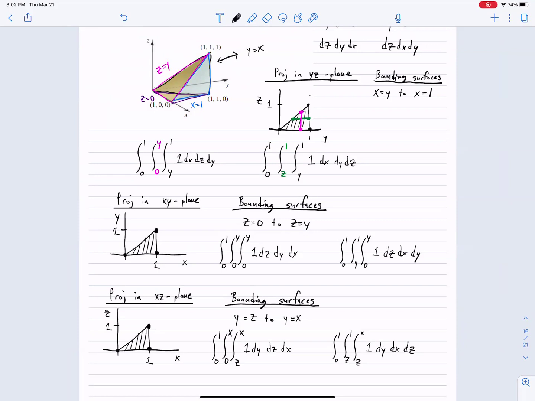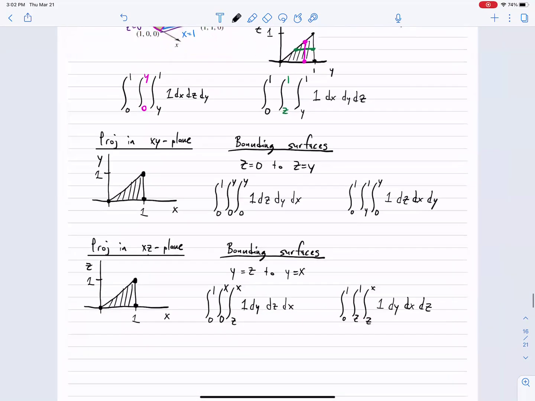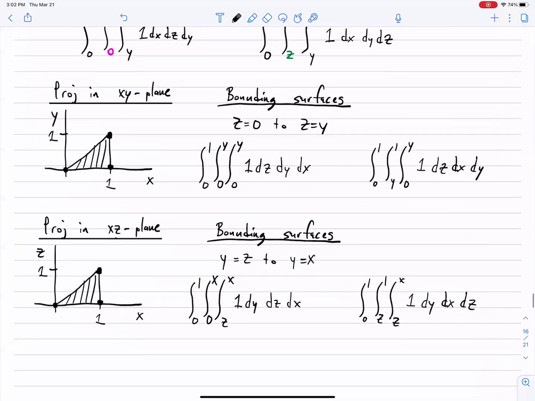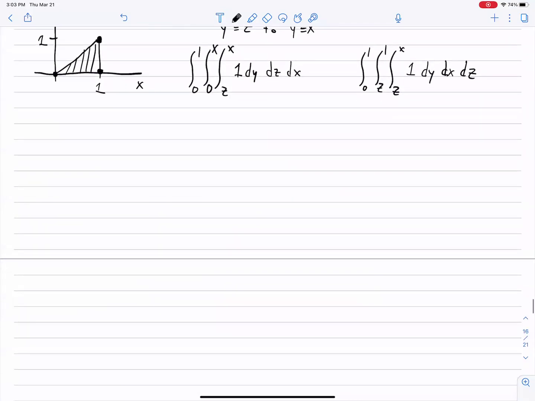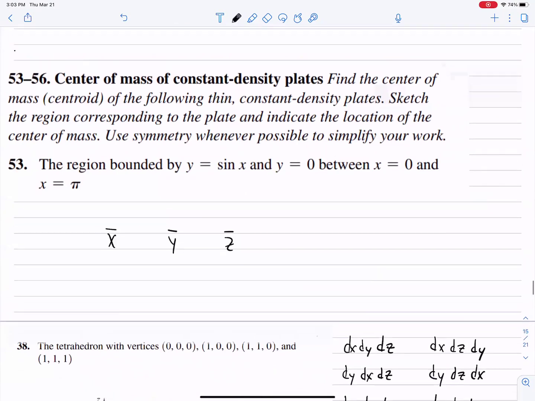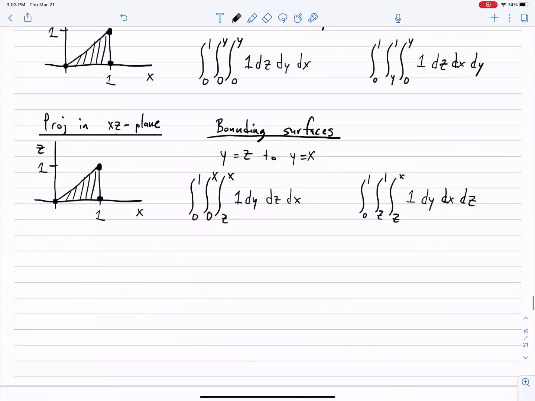Yeah, so there's 6 different ways you can slice it. I'll ask you to do 2. Any 2. You pick your slicing. I should have made you pick 3, but it would have taken too long.